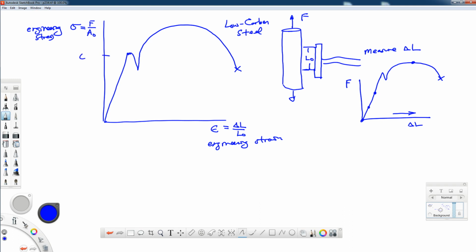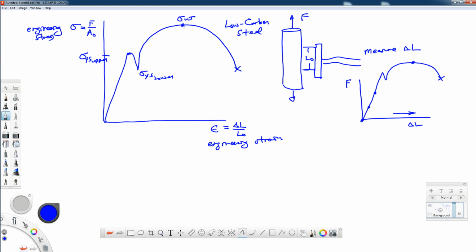This would be your upper yield stress. This would be your lower yield stress. And the yield stresses are positions where we have permanent deformation. This would be our ultimate stress.